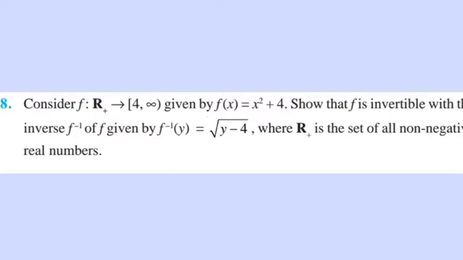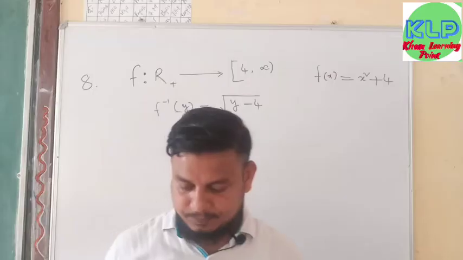Consider a function f from R plus to the half closed interval [4, infinity) given by f(x) is equal to x squared plus 4. Show that f is invertible with the inverse of f given by f inverse of y is equal to square root of y minus 4, where R plus is the set of all non-negative real numbers.